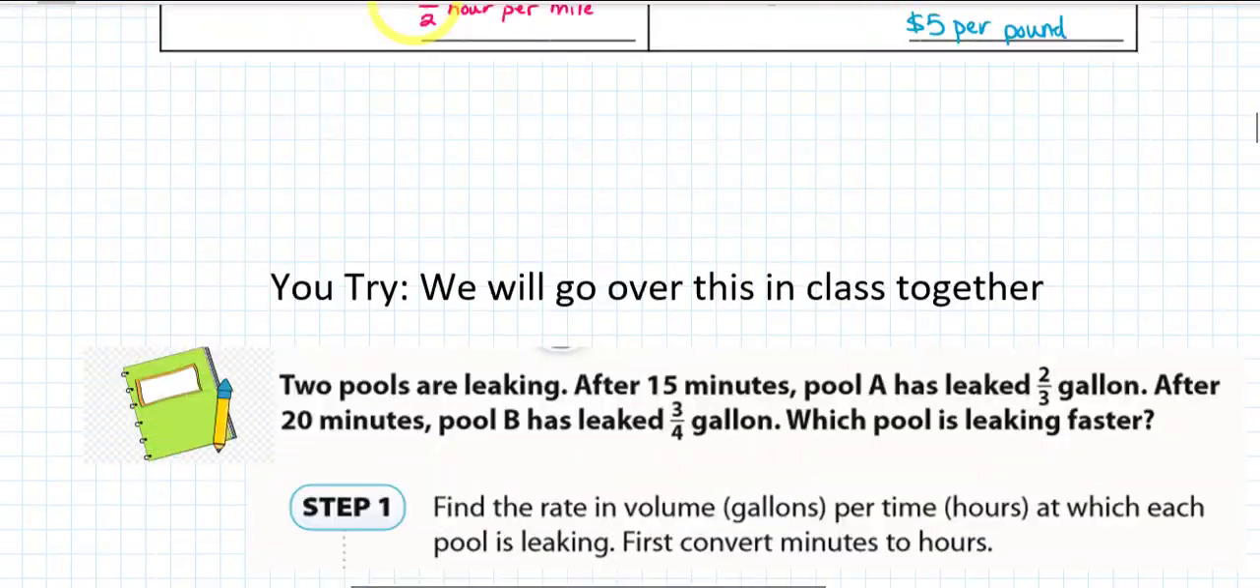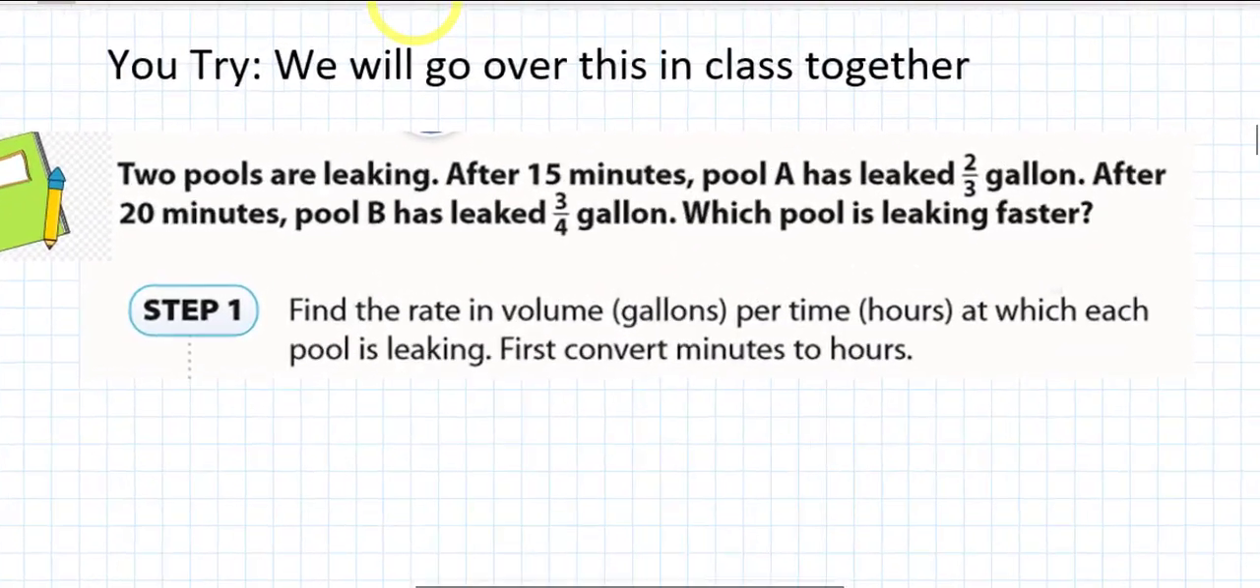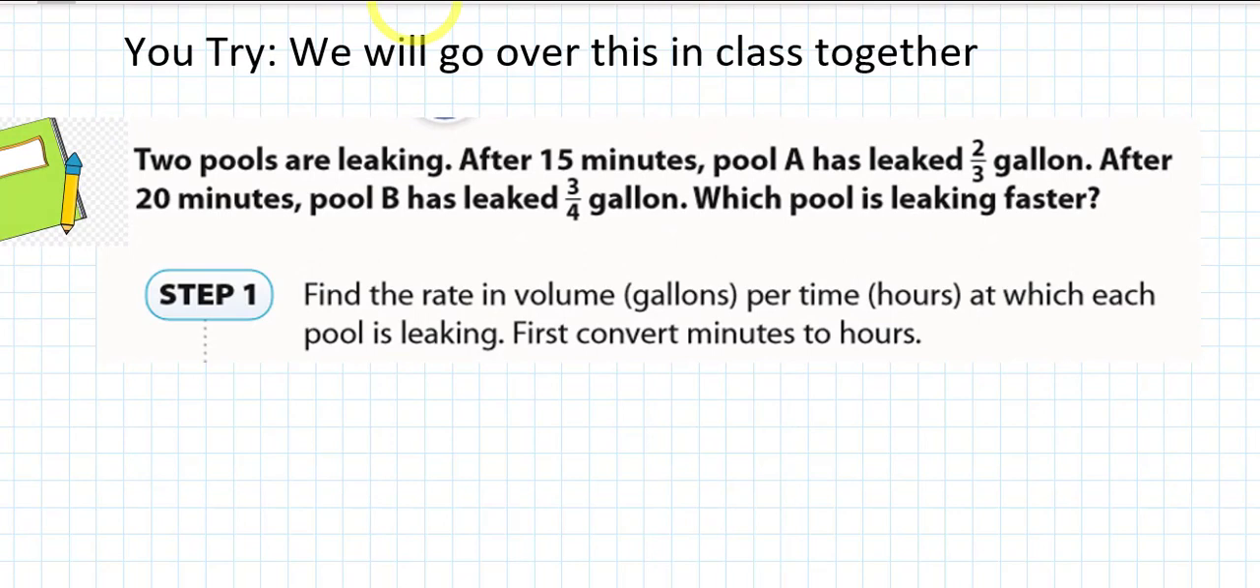All right, so the last thing I want you to do here, I'm going to leave you with a word problem that you guys are going to have to do on your own. So I'm going to start you off, give you some tips, and then I'll be looking for this in class. We're going to go over this together in class. So in this case, we have 2 pools that are leaking, and after 15 minutes, that's important, pool A has leaked 2/3 of a gallon. After 20 minutes, pool B has leaked 3/4 of a gallon. So we're comparing to see which pool is leaking faster.